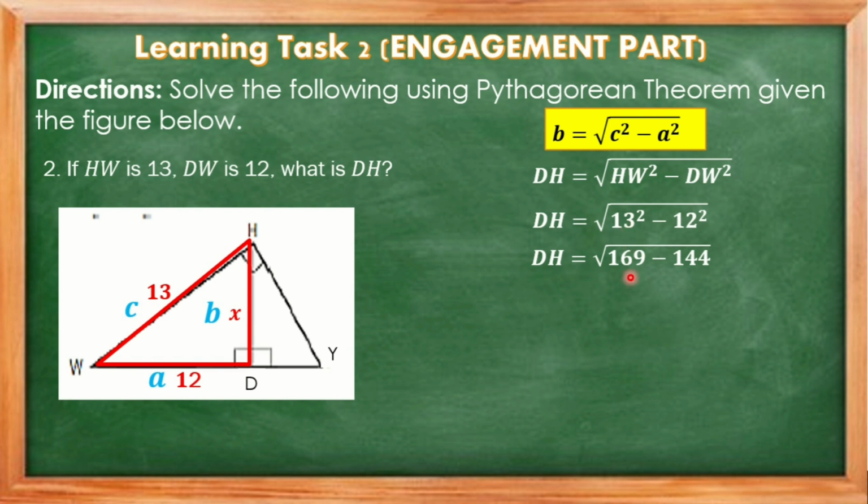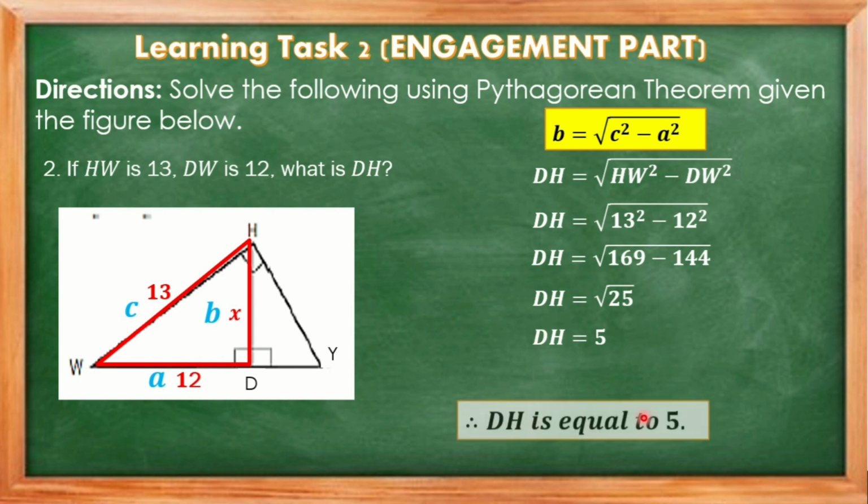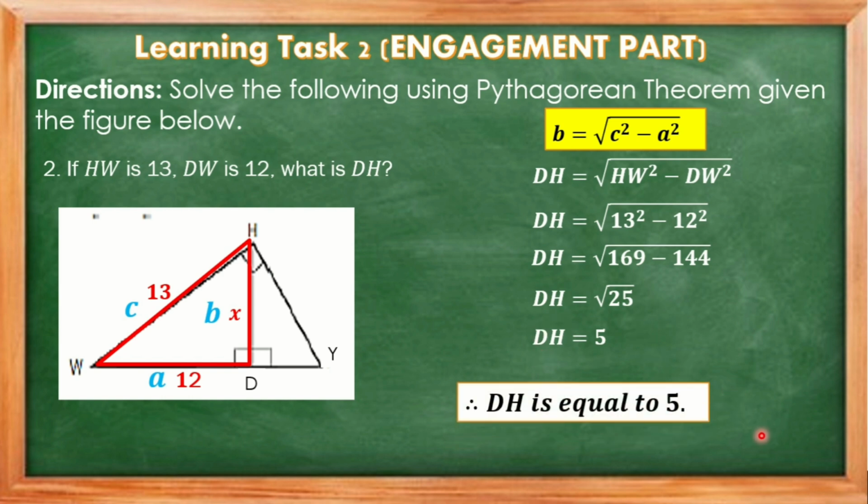13 times 13 is equals to 169. 12 times 12 is equals to 144. And then 169 minus 144 is equals to 25. And the square root of 25 is equals to positive or negative 5. So positive 5 yung answer natin. Then disregard natin yung negative 5. Therefore, DH is equals to 5.